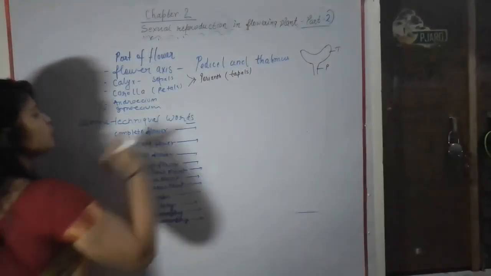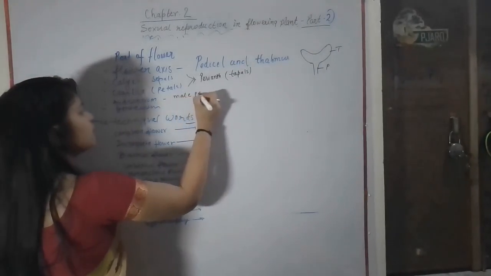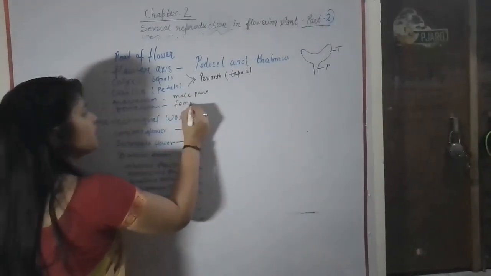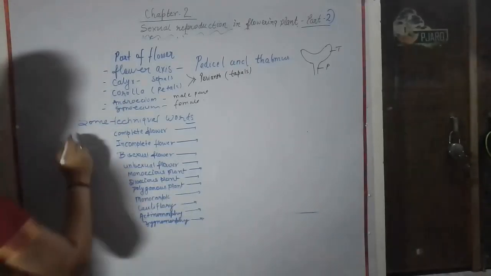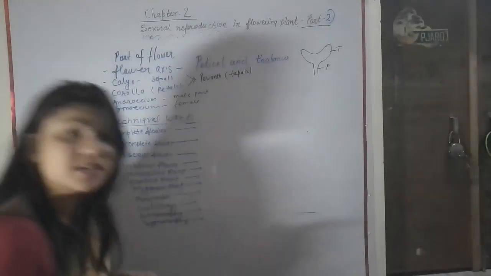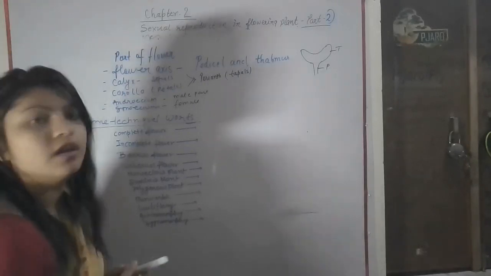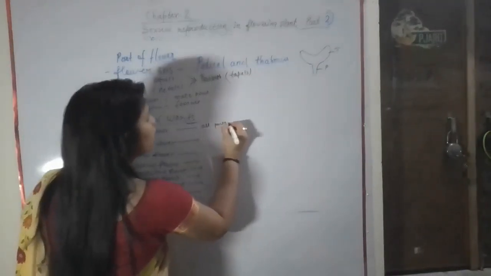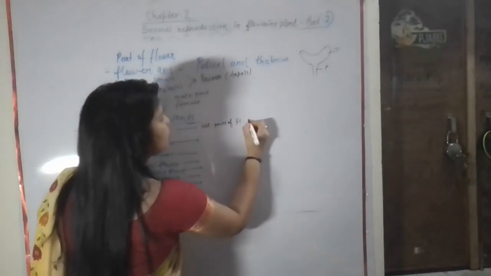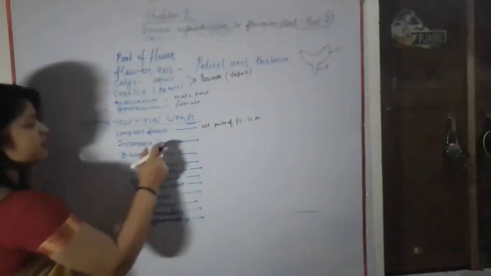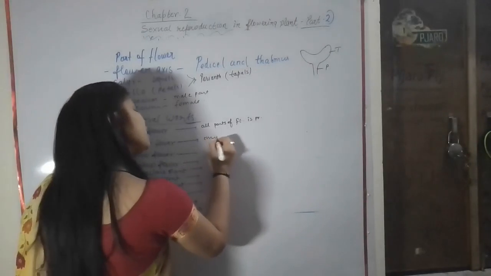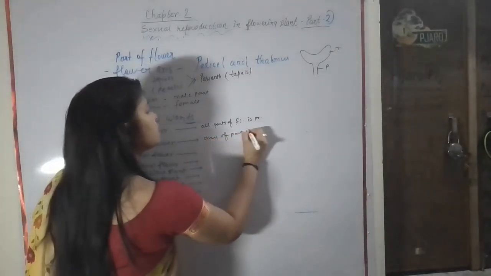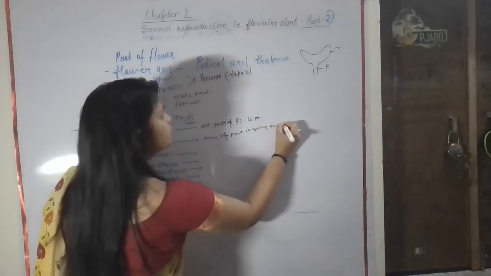Clear? And androecium, you know, androecium is the male part and the gynoecium is the female part of the plant. Some technical terms here are very important to understand if you are studying this chapter according to the morphology. So if the flower is complete, means all parts of the flower are present. If the flower is incomplete, that means any part is absent.